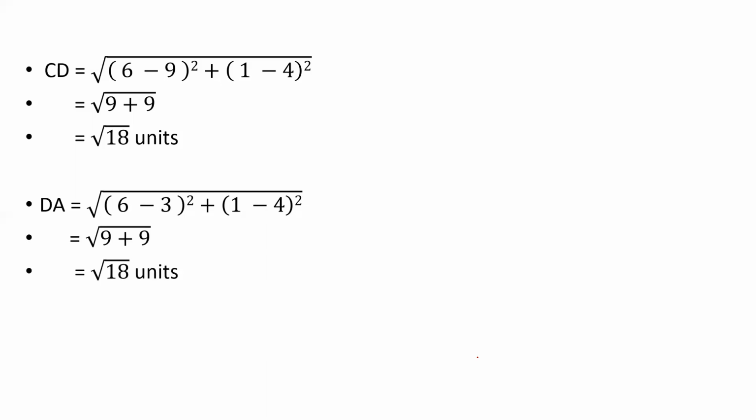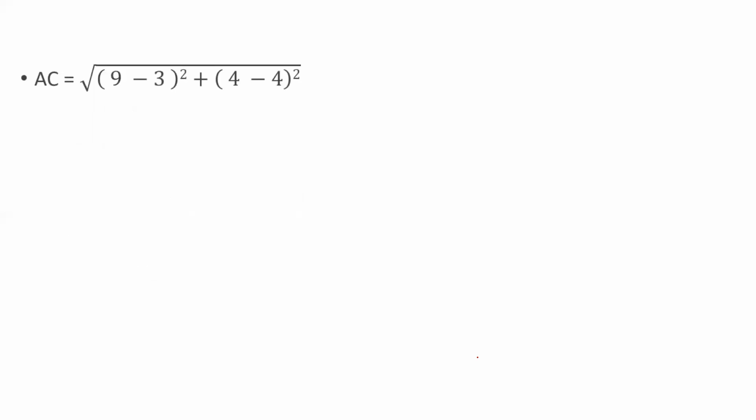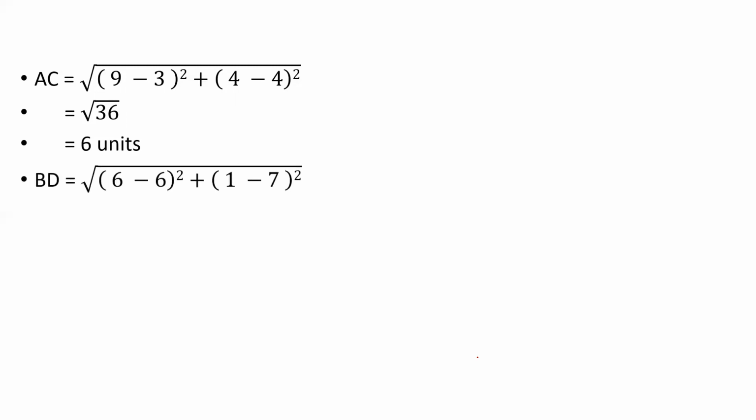So I got all four sides as root 18, and let me confirm it further by checking the diagonals. The diagonals are AC and BD. AC is root of 9 minus 3 whole square plus 4 minus 4 square, which is root 36, and the value of this is 6 units. BD is root of 6 minus 6 whole square plus 1 minus 7 whole square. Again I get root 36, which is equal to 6 units.